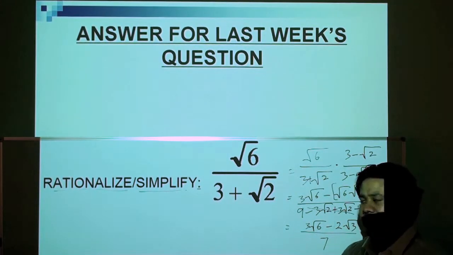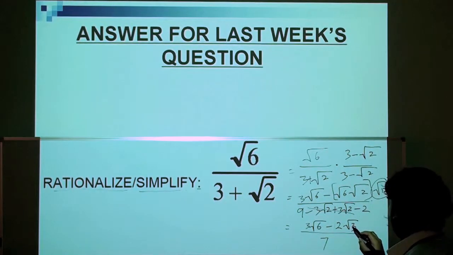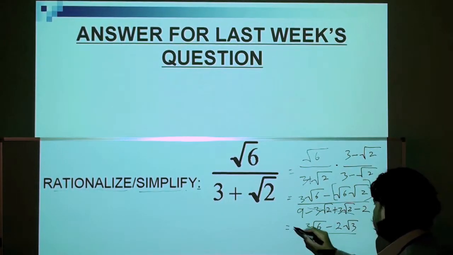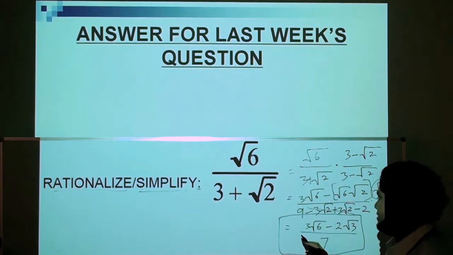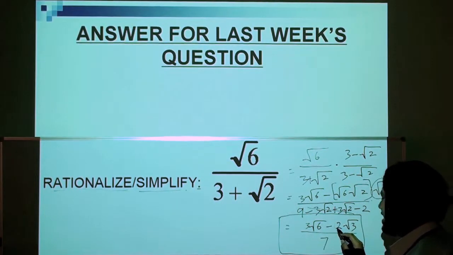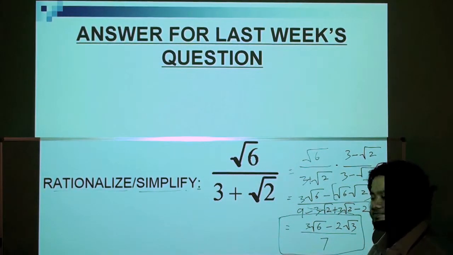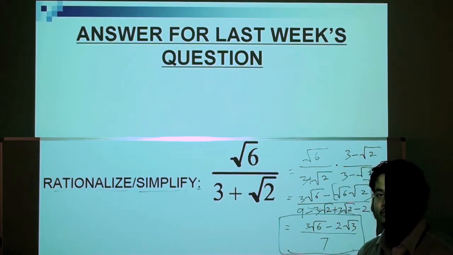Okay, remember simplification is about removing the radical sign. So here is actually more simple than having 2 radical signs here. We only have 1. And so your final answer is 3 square root 6 minus 2 square root 3 over 7. Okay, I hope most of you got that answer, well, all of you.